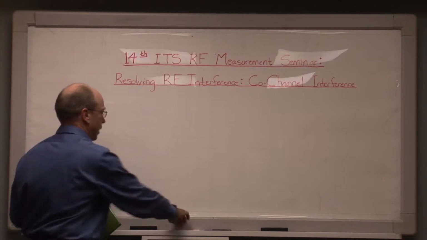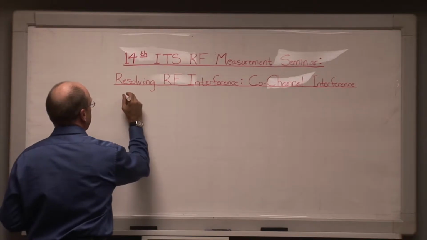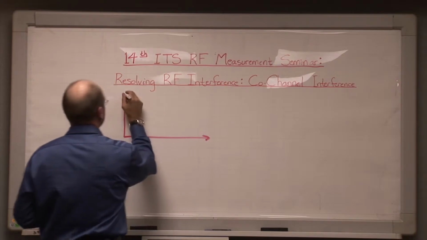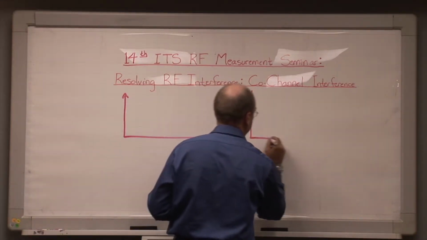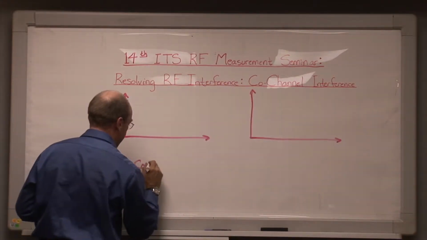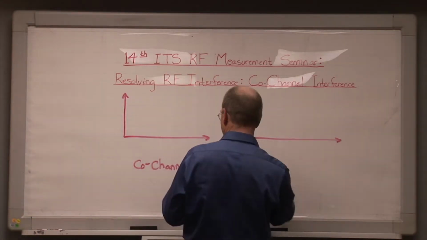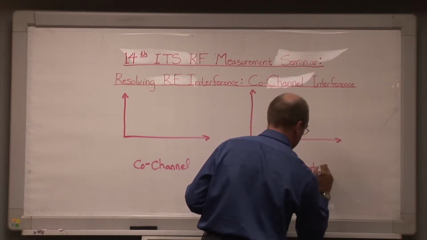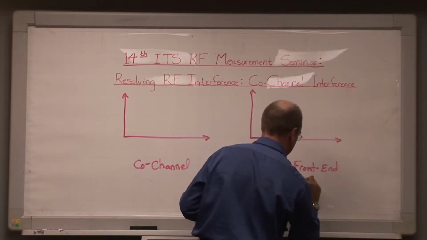Well, as a matter of fact, I'll go ahead and draw the diagram out basically for how this could work. What we envision here are two parallel situations or conditions, and in the two conditions, we'll say that this is a diagram of what happens with co-channel, and this is a diagram of what happens with RF front-end overload.